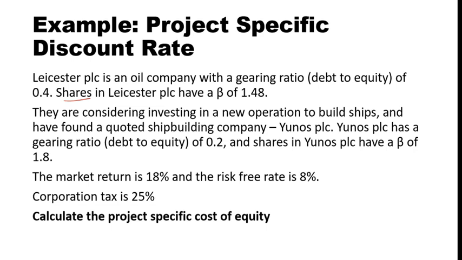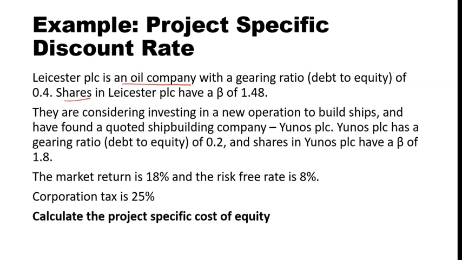So we just have to follow those steps above. The first thing we need to do is to determine a beta for the project. Remember, we need to first remove the gearing, because of the comparable company, we want to venture into a new project, into shipbuilding. Remember, our business is an oil company, so we want to venture into a different market.